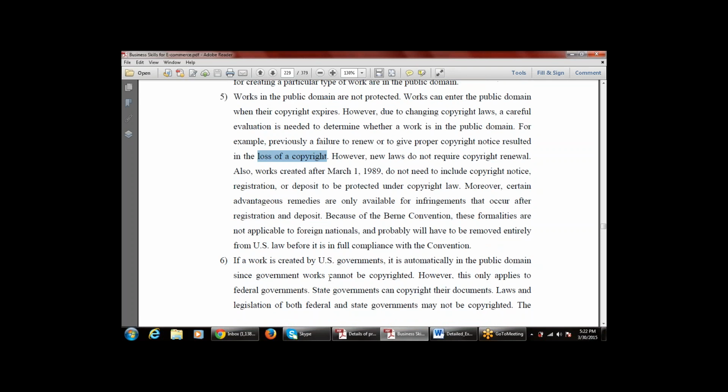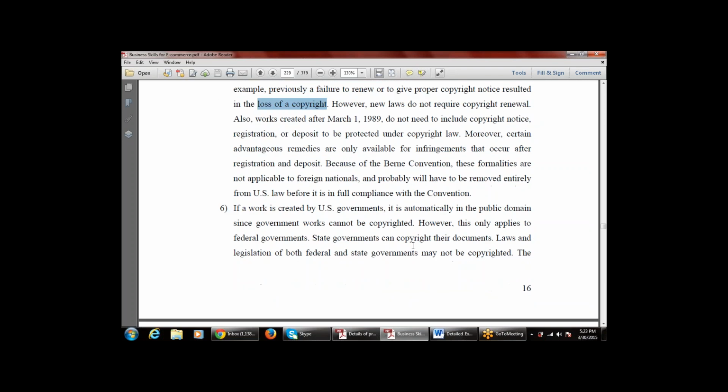The next exception is that if a work is created by the US government, it is automatically in the public domain, since government works cannot be copyrighted. Government means a local or public entity that is applicable to all the public. That is also not covered under the digital copyright because it is automatically in the public domain, since government is only for the public. However, this only applies to the federal government. State governments can copyright their documents.